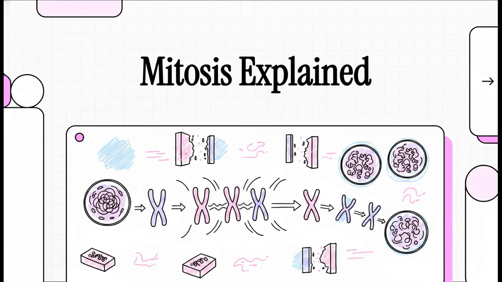Welcome to The Explainer. Today, we're tackling what is easily the most dramatic phase of the entire cell cycle. We're talking about the M phase, or mitosis.